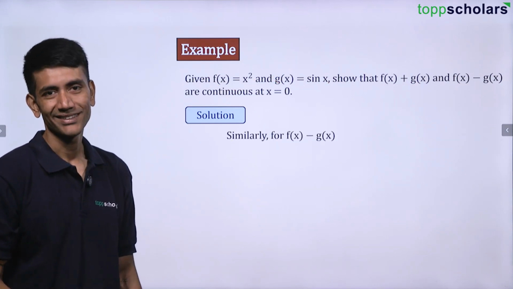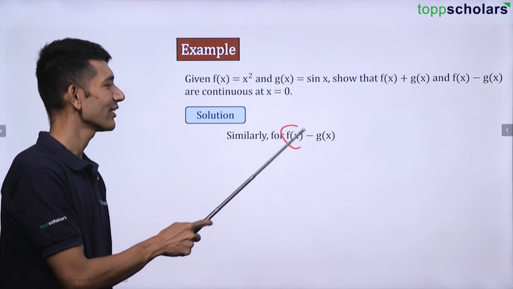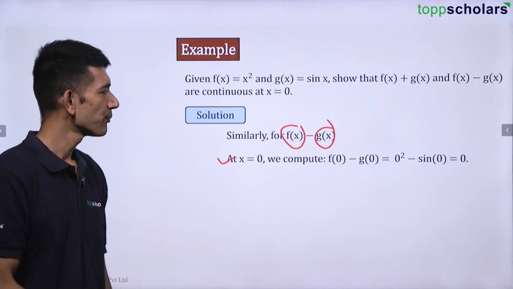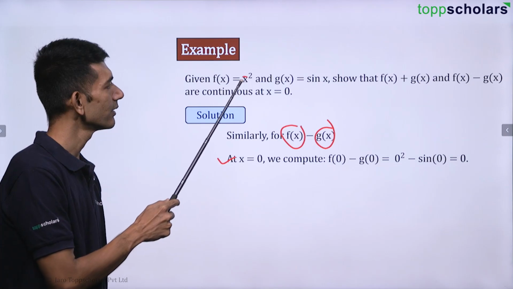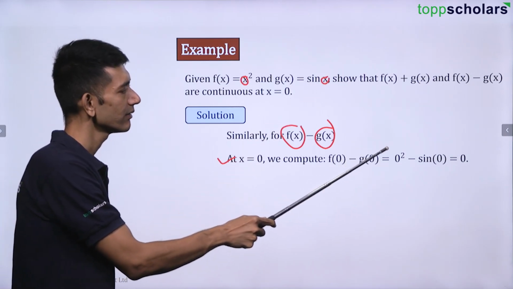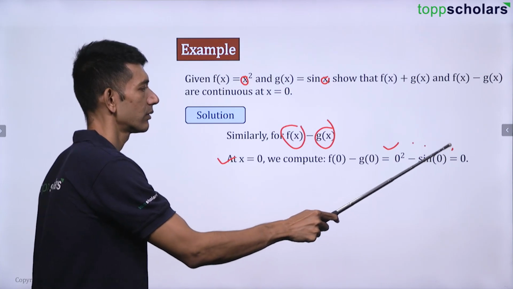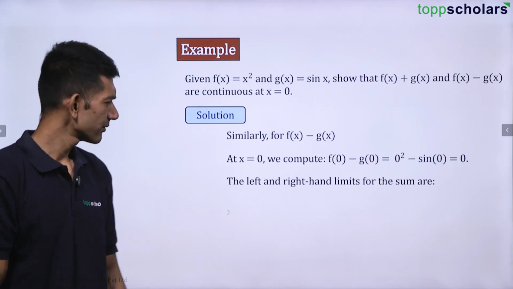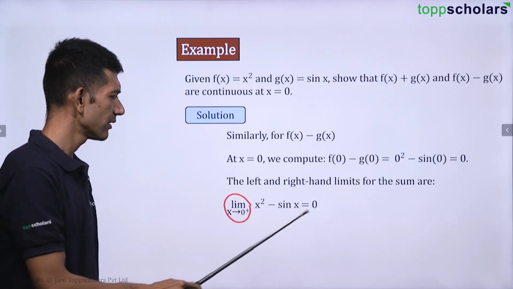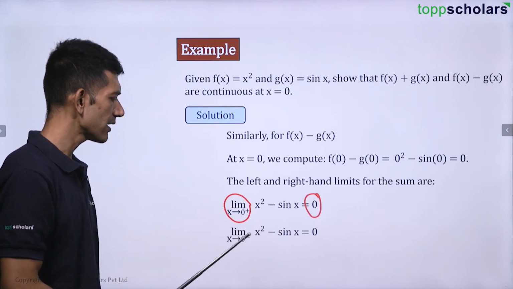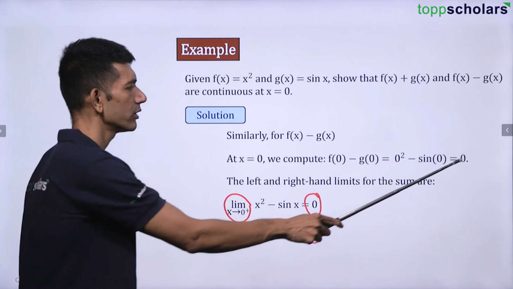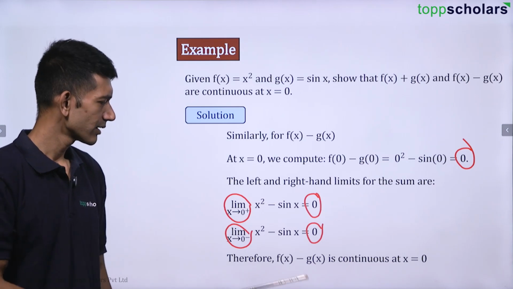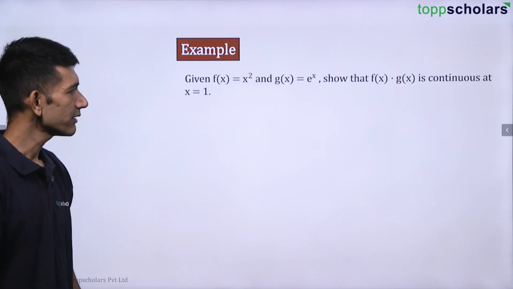Same goes for subtraction. This is not going to change, right? So f(x) minus g(x), same thing. We'll find out f(0), that is 0 square minus sin 0, same thing. 0 minus 0 is 0. Correct? Then left hand limits, right hand limits. This is your right hand limit, answer is 0. This is your left hand limit, answer is 0. All three values are same. So it is continuous. Simple. There is nothing much in this. That's it. Okay. Let us see one more example.